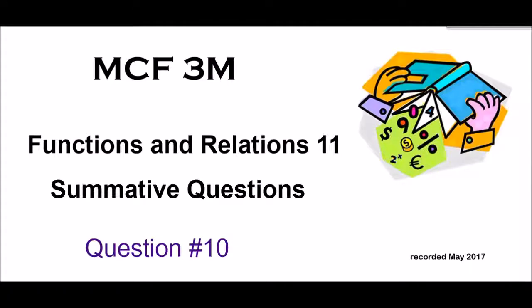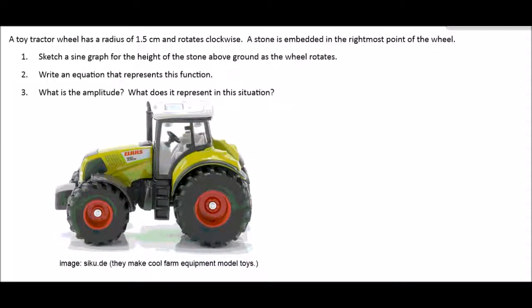This video is for grade 11 students working on the year-end summative for functions and relations. It's question number 10. It says, a toy tractor wheel has a radius of 1.5 centimeters and rotates clockwise. A stone is embedded in the rightmost part of the wheel. And we're going to have to sketch a sine graph for the height of the stone above the ground, write an equation for the function, and then answer questions about the amplitude.